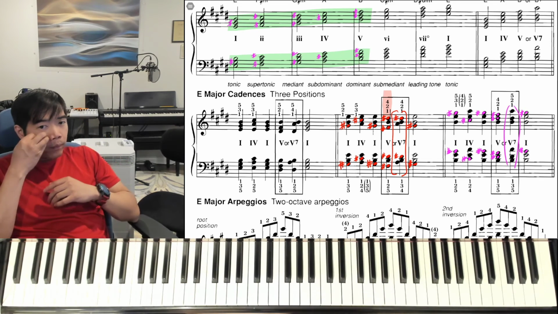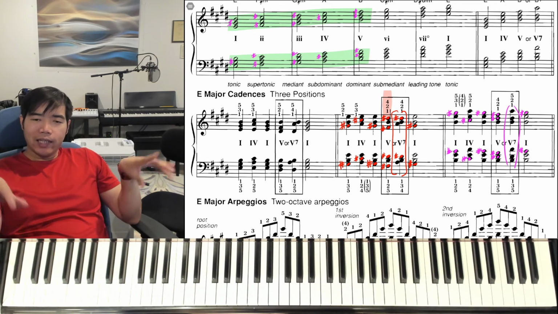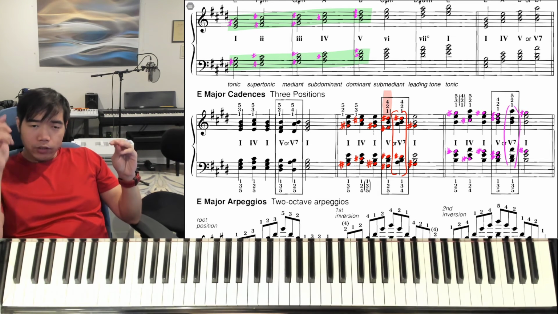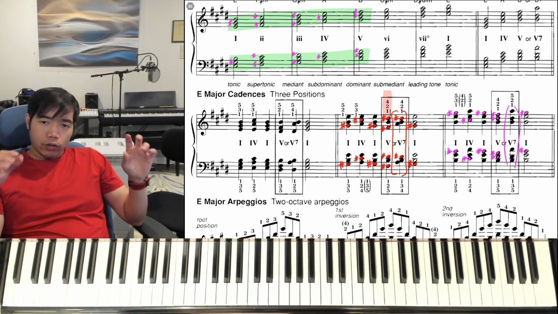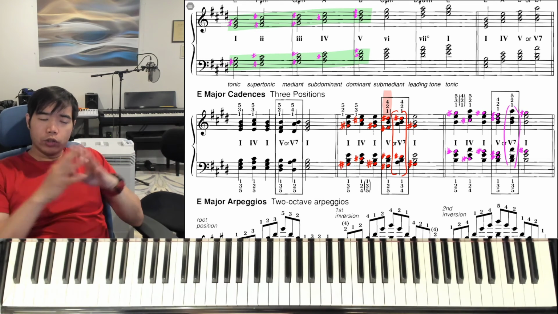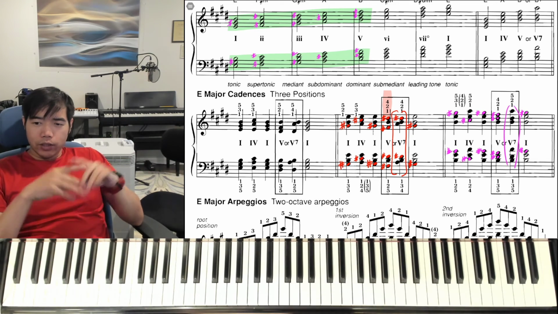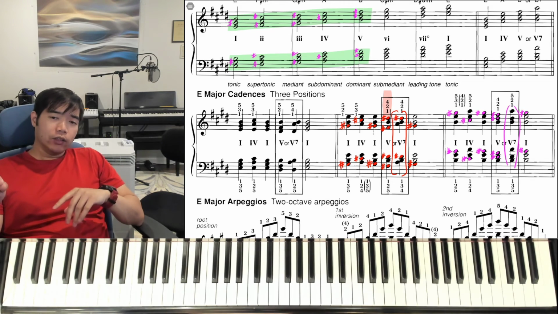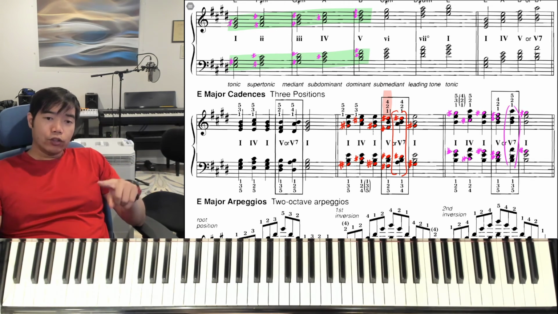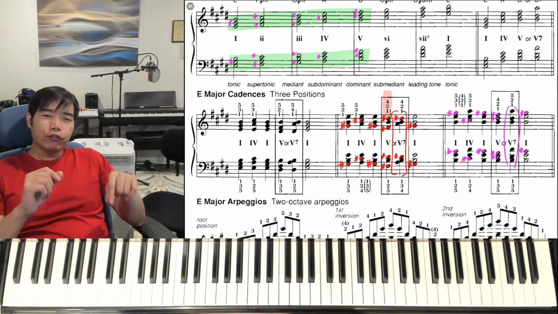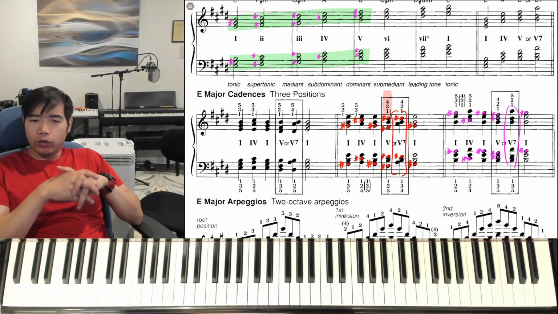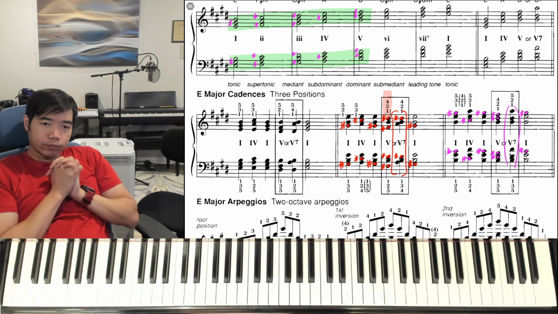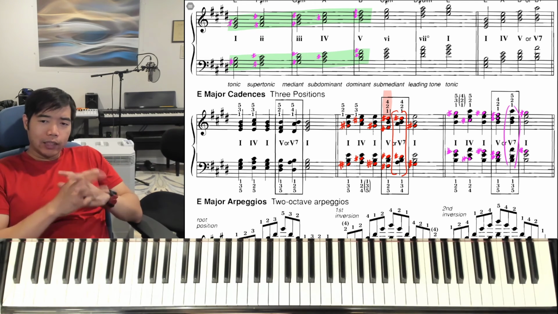Okay. The point of learning cadences is to familiarize your hands and your mind with all of the chords, or most of the chords you're going to encounter in music. So these are really powerful exercises, very profound. If you master the cadences in every major and minor key, you've covered the vast majority of harmonies you'll encounter in music. So, anyways, that's why it's important.